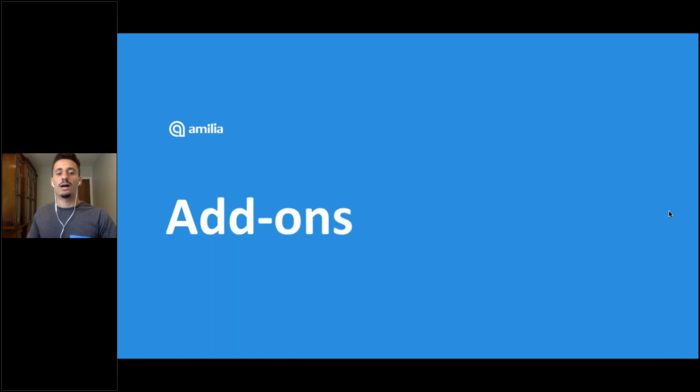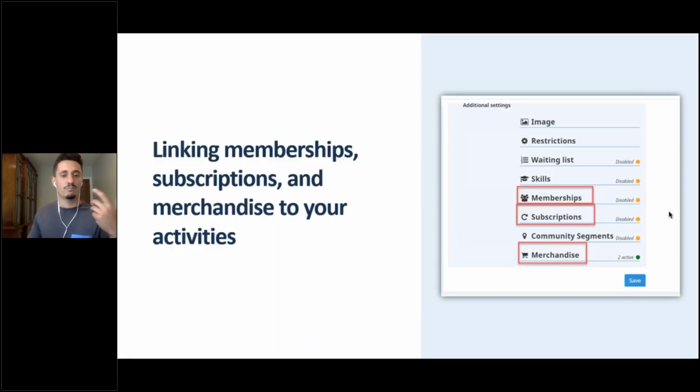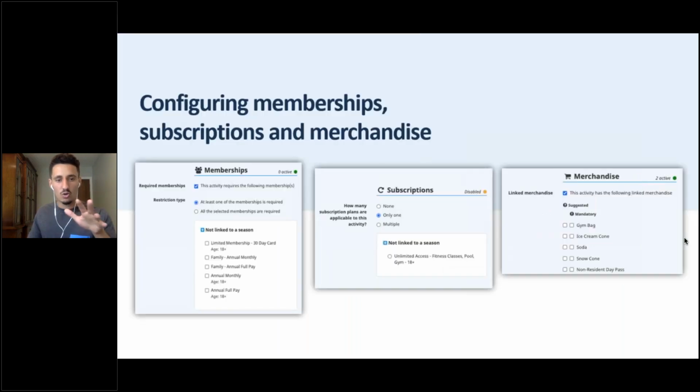Now let's look at a few add-ons. How can you link memberships, subscriptions, and merchandise to your activity? They're all found here under additional settings, and they're all quite similar. So how to configure them?